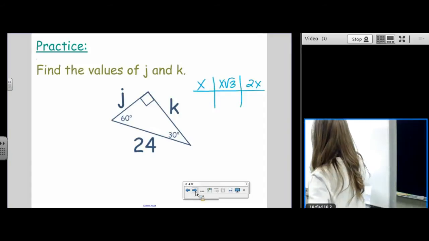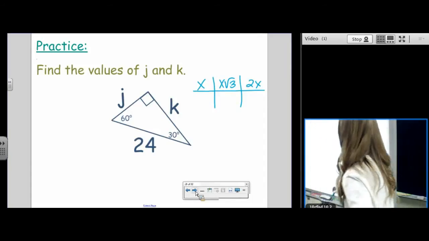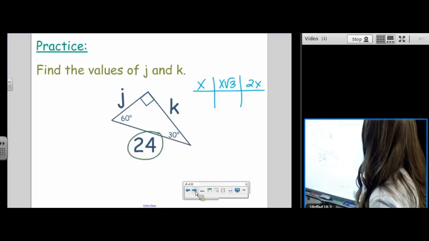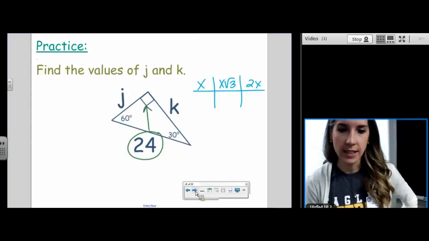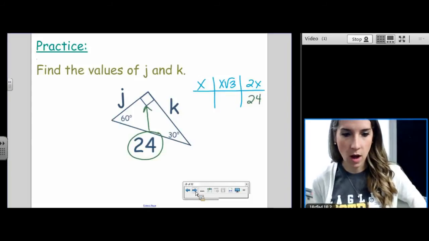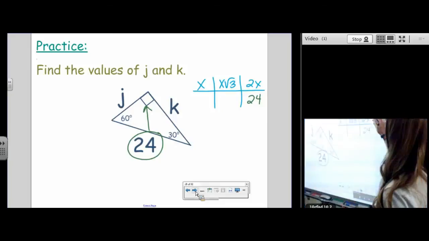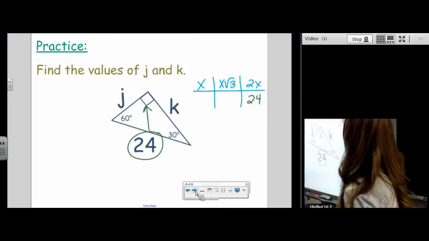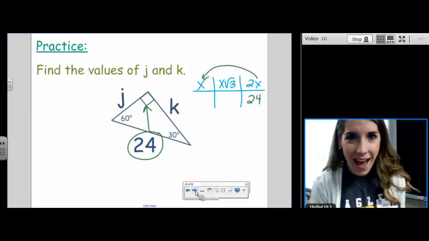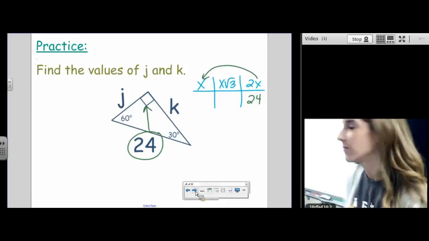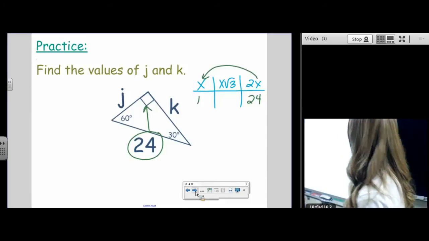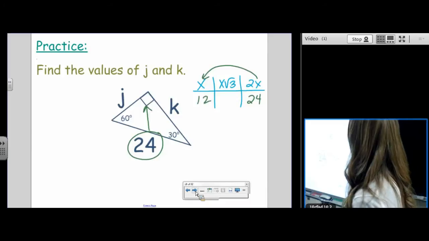What do we have, and what is it across from? We have 24, and it is the hypotenuse. It is the longest side, so it goes in the 2x column. All right, so I know that 24 is 2x. If I know what 2x is, how do I get to x? Divide by 2.